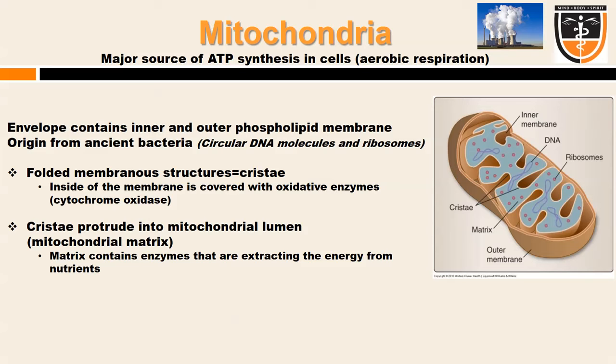This DNA inside and the way that ribosomes produce proteins. They have folded membranous structures called cristae, and inside the membrane is covered by oxidative enzymes, enzymes that use oxygen, known as cytochrome oxidase. We see that cristae will protrude into the mitochondrial lumen, into the mitochondrial matrix, and this matrix, this gooey stuff inside, is actually involved in extraction of energy from nutrients.